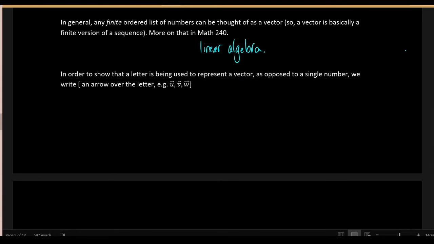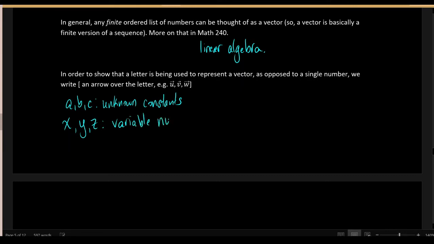Now, when we represent unknown quantities in mathematics, we represent them using letters. But there are traditional ways of representing different quantities. For example, we usually use A, B, and C to represent unknown constants. We usually represent variable quantities, variable numbers, by X, Y, and Z, and we usually represent functions by F, G, and H.